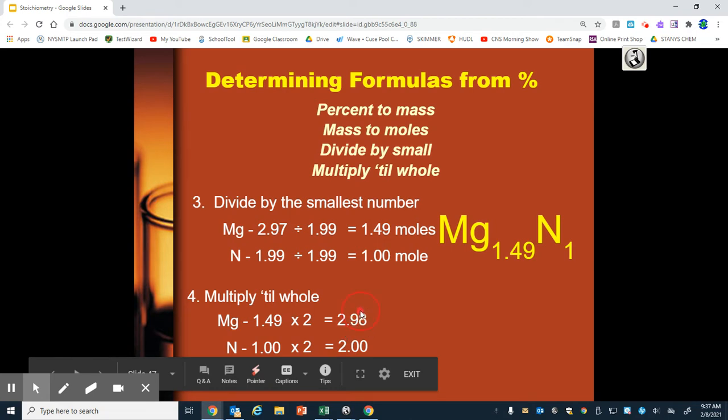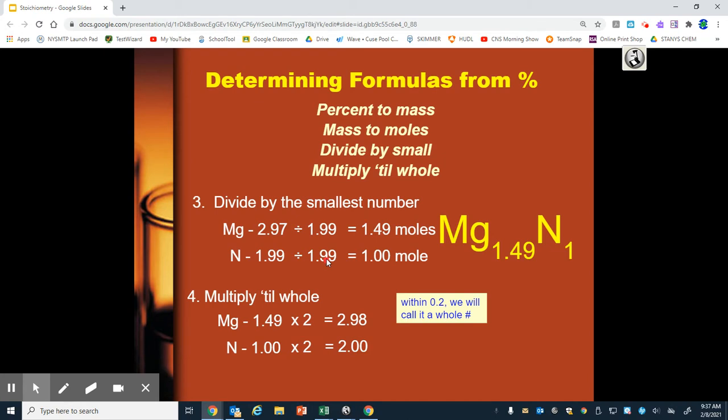For our level of chemistry, we're going to use 0.2 as our cutoff. Anything within 0.2, we will call a whole number. So if this was 2.81, we would still call it a whole number. If it was 3.15, we would still call it the whole number 3. So for our level, we're going to call anything within 0.2 a whole number. That's going to make life easier for you in a lot of ways.